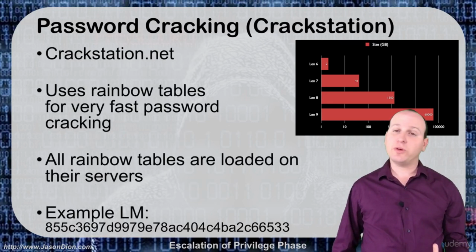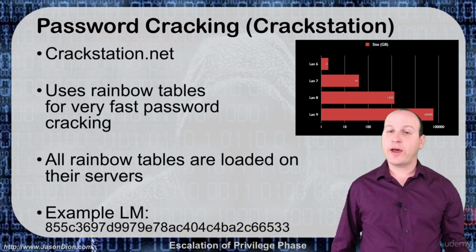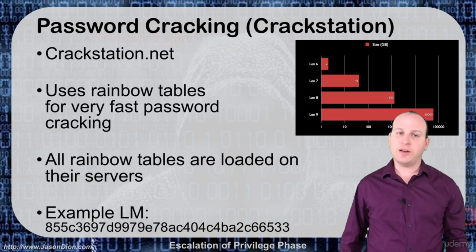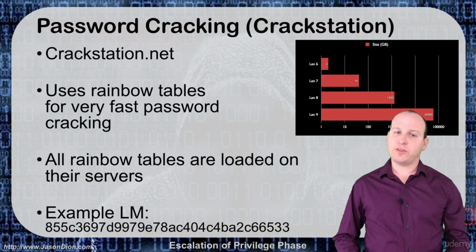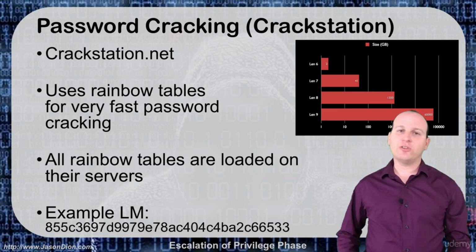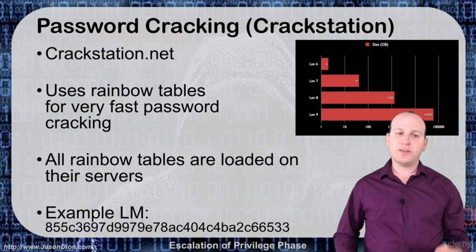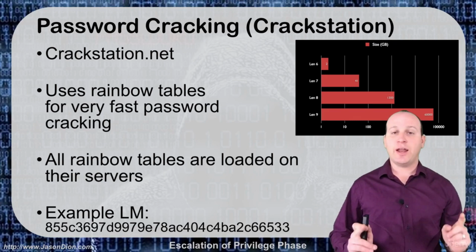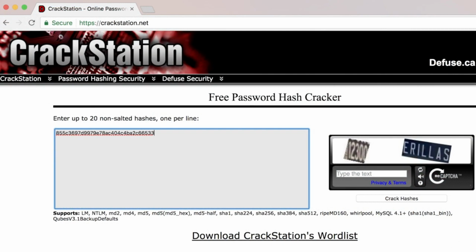So what's one of the ways that we can do this faster? The one that I'm going to use is CrackStation. If you go to crackstation.net, it uses rainbow tables for fast password cracking, but the nice thing is it's all done on their servers. So for instance, if I take this LanMan hash on the screen and I copy it and I paste it into crackstation.net, what will I get?